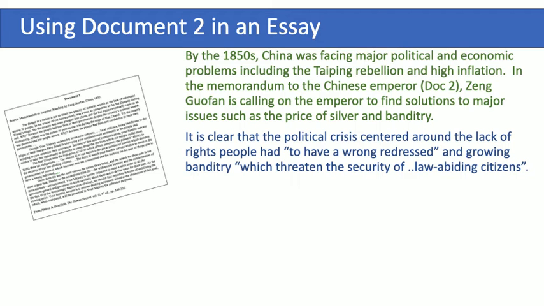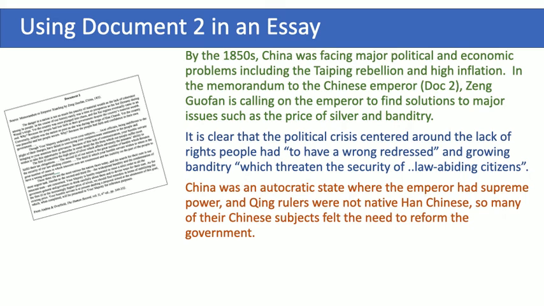It is clear that political crisis centered around the lack of the rights people had, quote, to have a wrong redressed, and growing banditry, which, quote, threatened the security of law-abiding citizens. So I'm quoting the document. I'm backing up my explanation with evidence from the document by quoting it. China was an autocratic state where the emperor had supreme power, and Qing rulers were not native Han Chinese, so many of their Chinese subjects felt the need to reform the government.